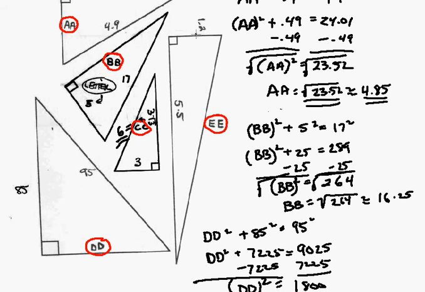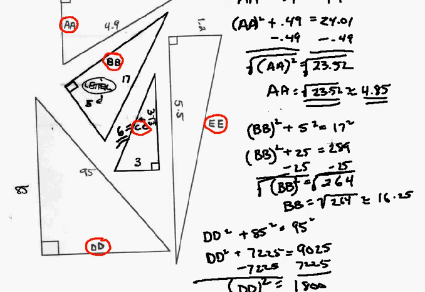And finally, the last one, EE. Here I have 1.2, 5.5. Oh, let's see. I'm curious. 2.5. Nope, didn't work. I was thinking that there might be a 3, 4, 5, but that wouldn't be the case. So, not a 30, 60, 90. Not a 45, 45. Not a 3, 4, 5.